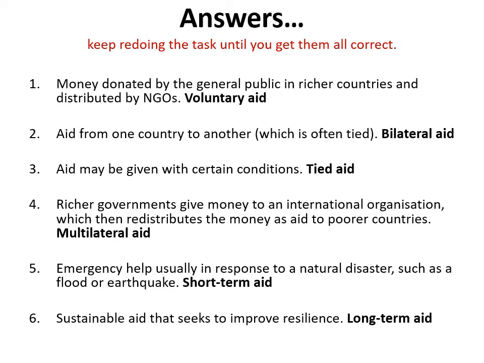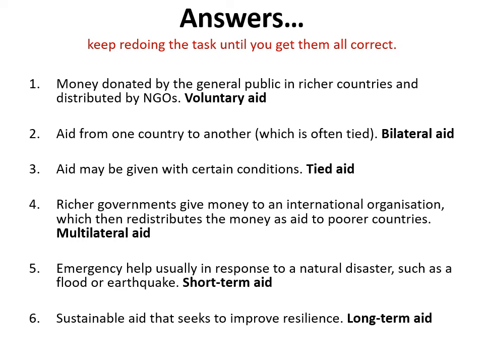Okay, so here are your answers. Money donated by the general public in richer countries and distributed by NGOs is voluntary aid. Aid from one country to another, which is often tied, is bilateral aid. Aid that may be given with certain conditions is tied aid. Richer governments giving money to an international organisation, which then redistributes the money as aid to poorer countries, is multilateral aid.